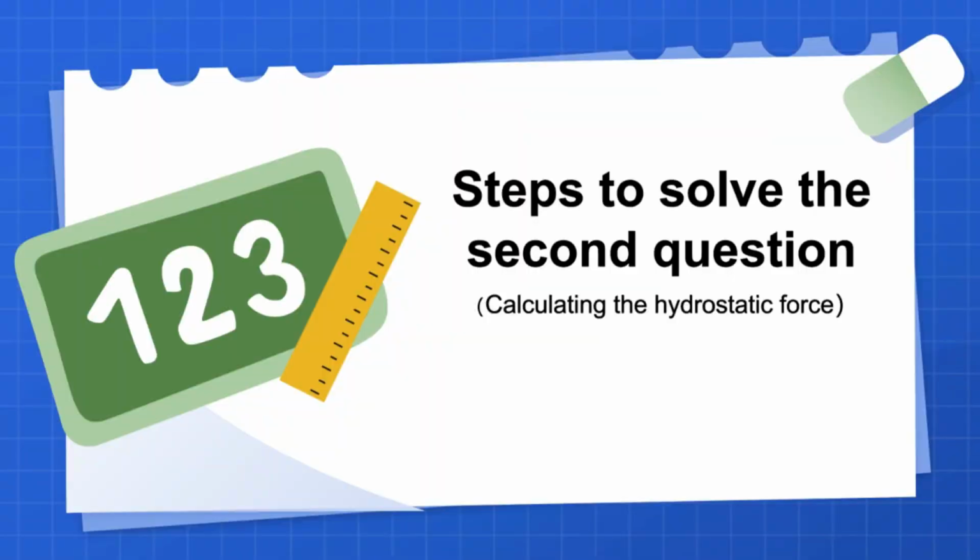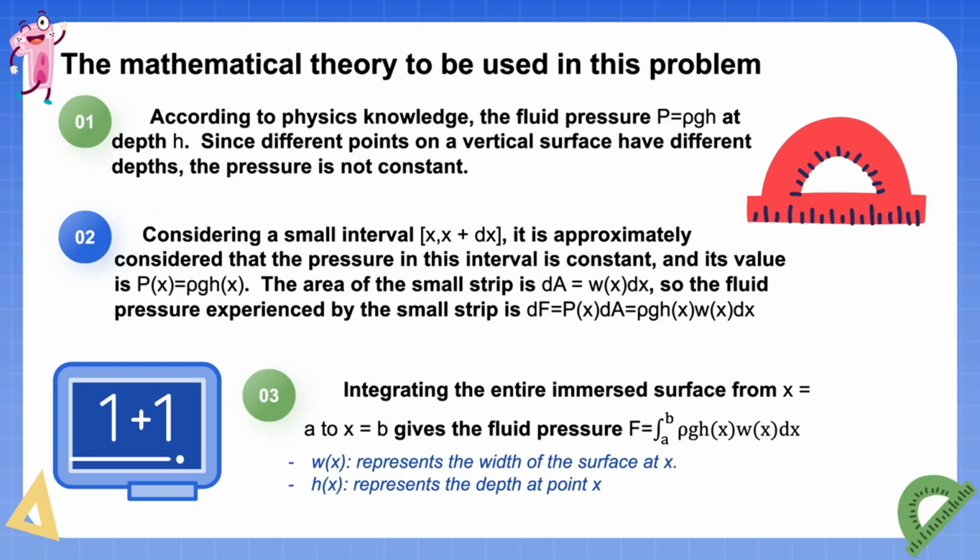For the second problem, we are trying to find the force on the walls of the container when the base of the container is at 5 and 7 meters. Based on our physics knowledge, we know that the force is equal to pressure times area, and pressure is equal to density times gravity times depth under liquid.